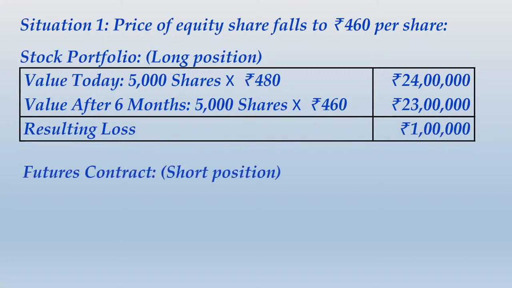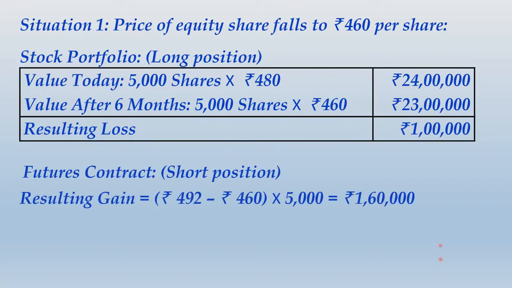On the other side, what would happen in your futures contract where you have taken a short position? The resulting gain will be 492 minus 460 multiplied by 5000, that would be 1,60,000. Now, what is this calculation? Try to understand. You have entered into the futures contract with a short position at a contracted price of 492. That means you have agreed to sell at 492. When the contract comes to a settlement point, that is at its maturity, we are expecting the price of the share to be 460. That day the futures contract will be settled at 460.